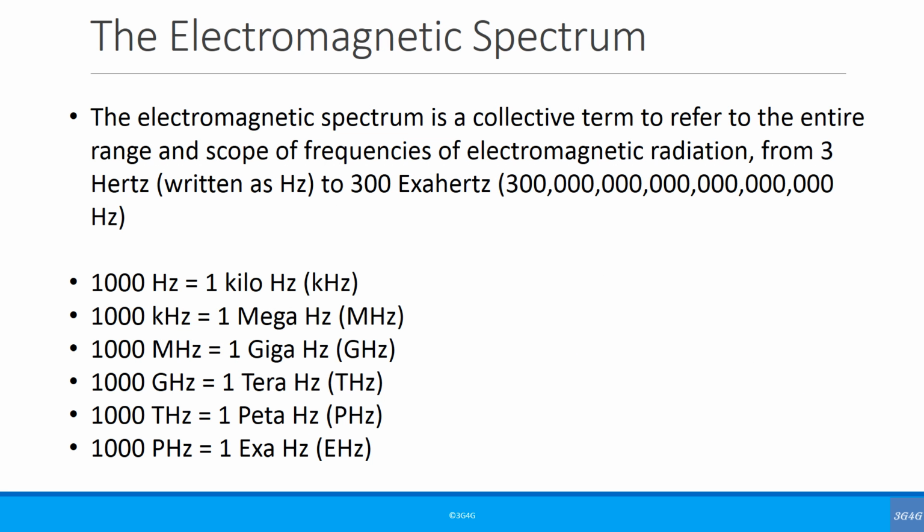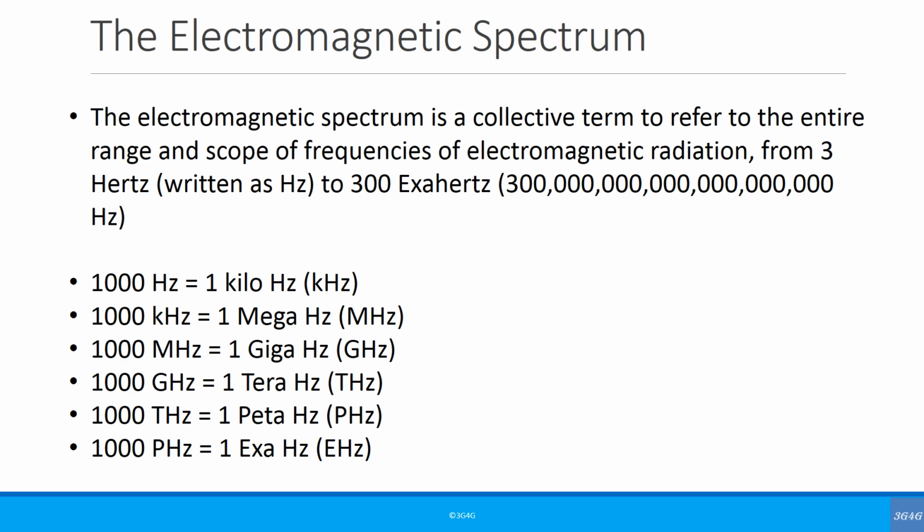The electromagnetic spectrum is a collective term used to refer to the entire range and scope of frequencies of electromagnetic radiation from 3 hertz to 300 exahertz. Exahertz is a very big number. I put a lot of zeros to show how big exahertz is. Depending on what source you read, some start rather than from 3 hertz, from 30 hertz or 300 hertz, and some of them only go to around 100 exahertz. These things are sometimes different depending on different sources, but let's not worry too much about it.